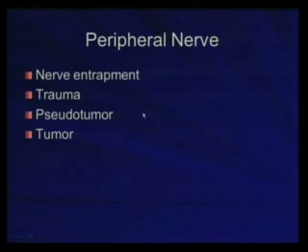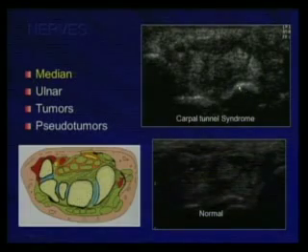We can check nerves with ultrasound. We can check for nerve entrapment. We can check for trauma, for pseudotumors, or for tumors. One of the most common indications in nerve entrapment is carpal tunnel syndrome. We don't do nerve conduction studies anymore in this institution. We manage all the carpal tunnel syndromes with ultrasound. So let me show you the anatomy.